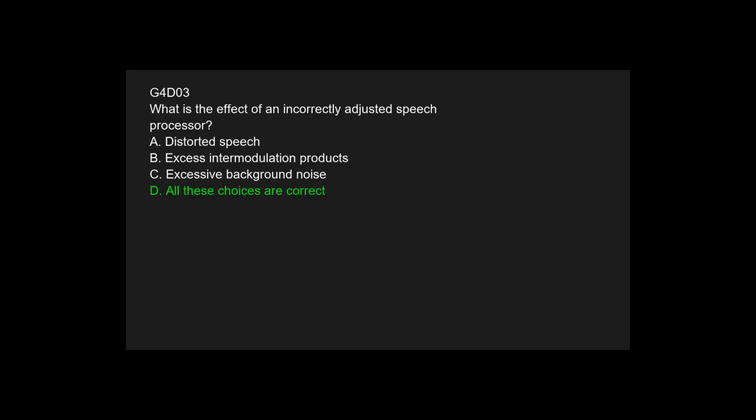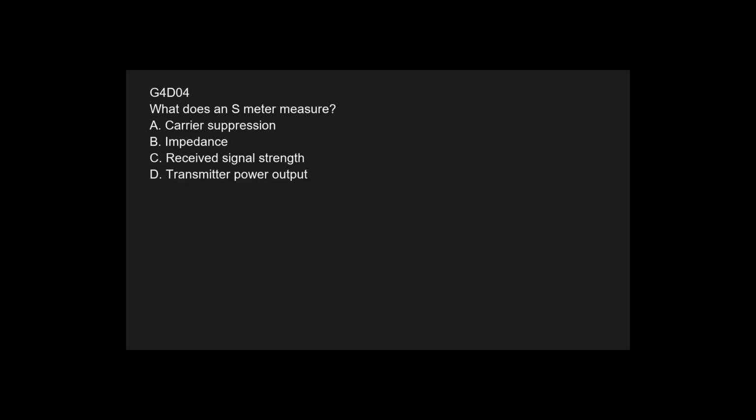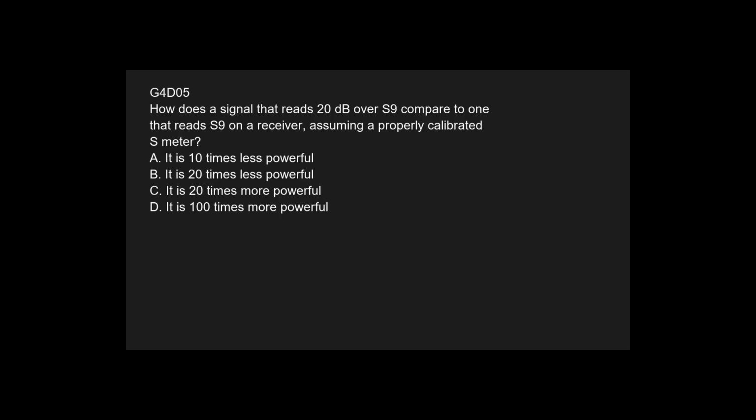Question: what is the effect of an incorrectly adjusted speech processor? The correct answer is D. All these choices are correct. Question: what does an S-meter measure? The correct answer is C. Received signal strength. Question: how does a signal that reads 20 dB over S9 compare to one that reads S9 on a receiver, assuming a properly calibrated S-meter?